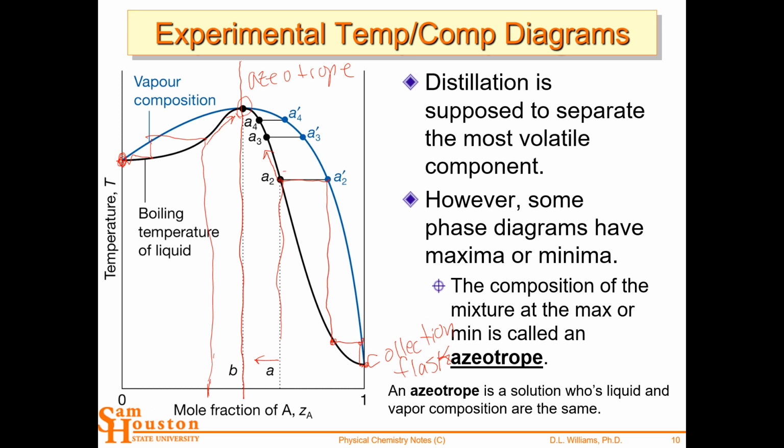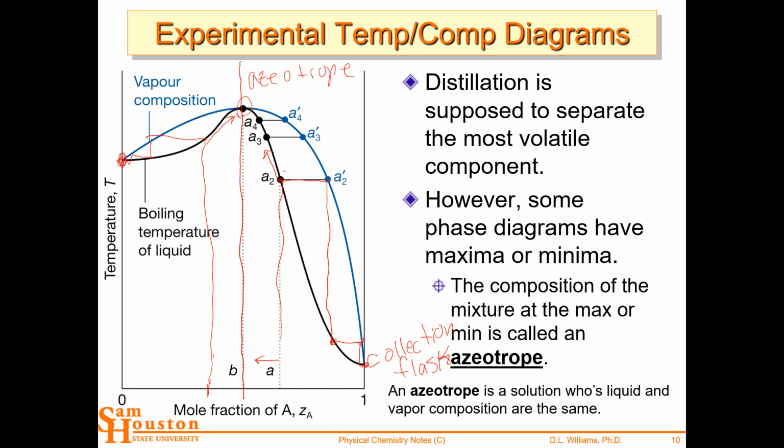So the high boiler always ends up in the pot, and the low boiler always ends up in the collection flask. And which one's going to be collected depends upon which side of the azeotrope you're on. So the collection flask just rolls downhill to whatever the downhill spot is.